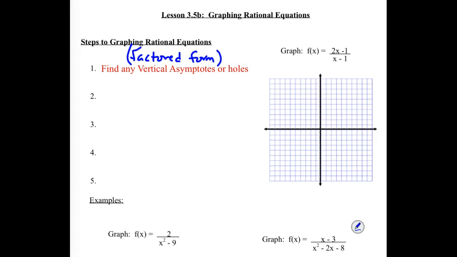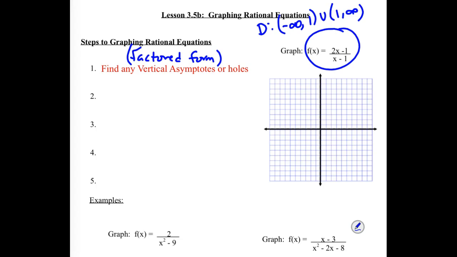In this first example, we're going to do each step as we go with this graph. Is there anything I can factor here? No? Okay. What domain restrictions do I have? X can't be 1? Okay. So if I were going to state my domain, I would say I have to use everything but 1. So 1 is a problem.